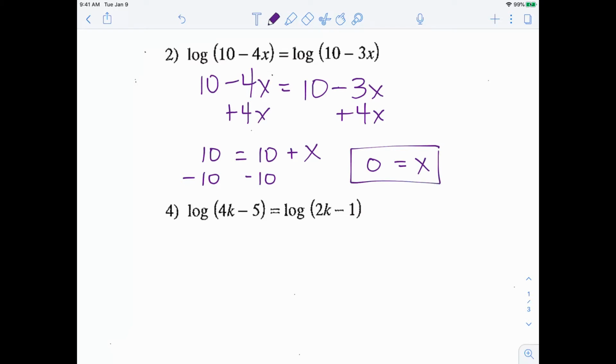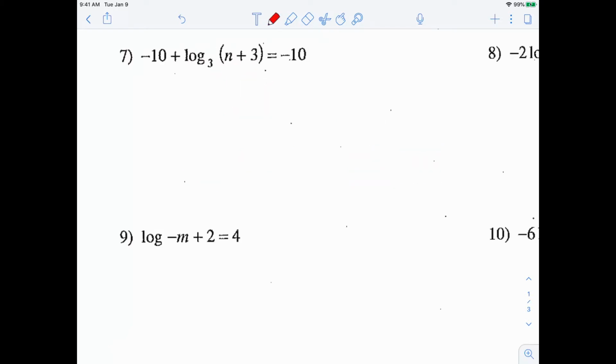Moving on to number 7, we have negative 10 plus log base 3 of n plus 3 equals negative 10. When you're solving a logarithmic equation, you want to make sure that you isolate the log so that it's by itself on one side of the equation before we can do anything else. So my first step is to add 10 to both sides. This leaves me with log base 3 of n plus 3 equals 0.